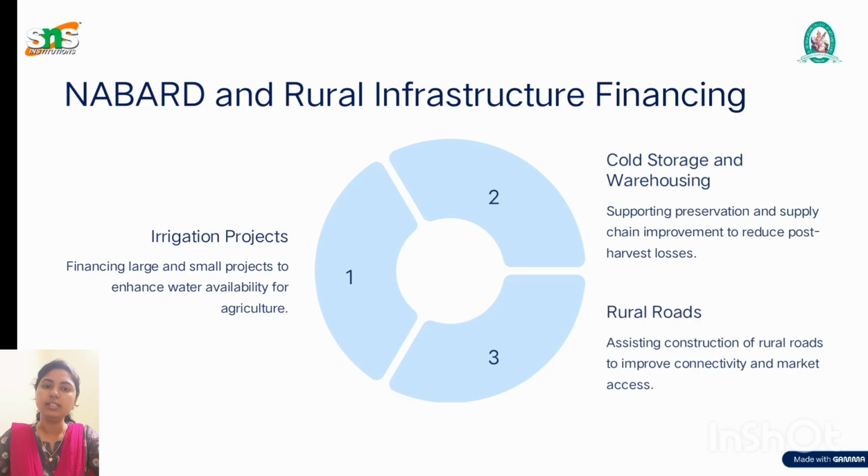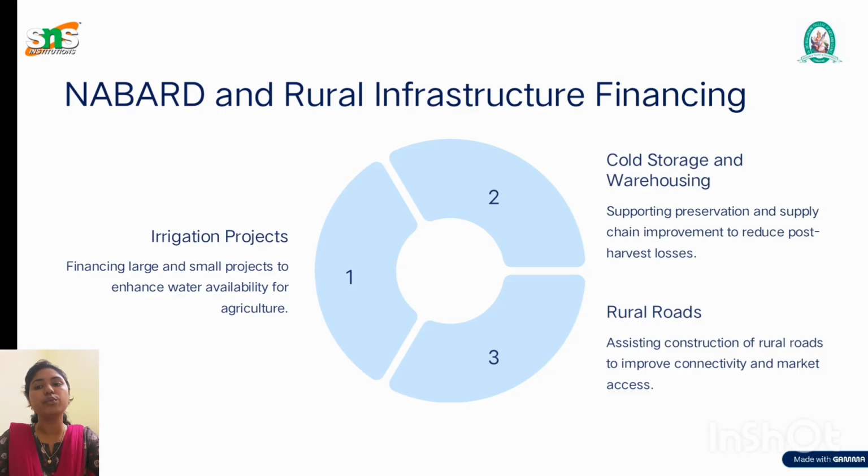Number one is irrigation projects. What does that mean? Financing large and small projects to enhance water availability for agriculture. Of course, water availability and water capacity are major in the agriculture sector. So irrigation projects are one of the ways. The next thing is cold storage and warehousing, supporting preservation and supply chain improvement to reduce harvest losses. Also one of the ways.